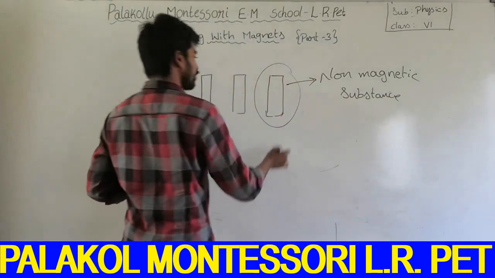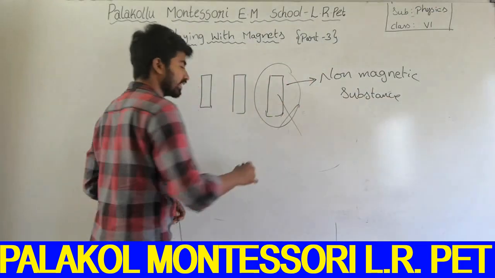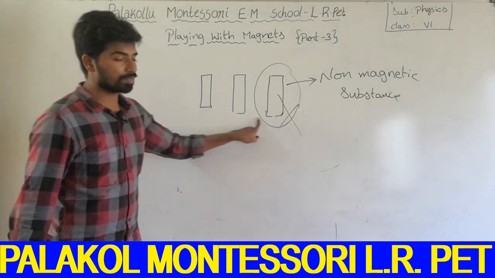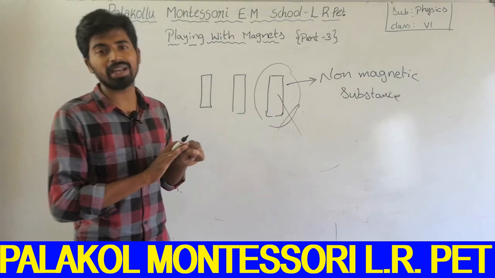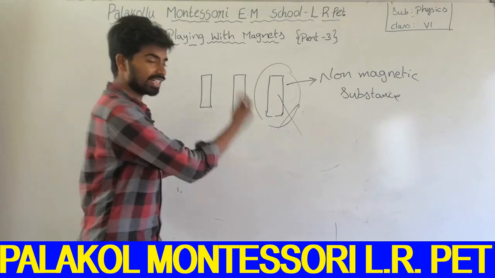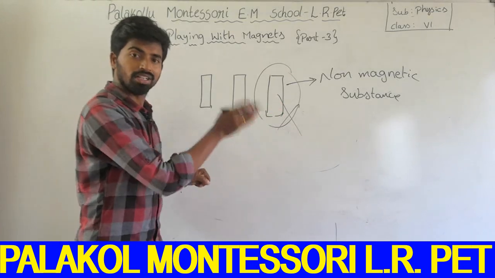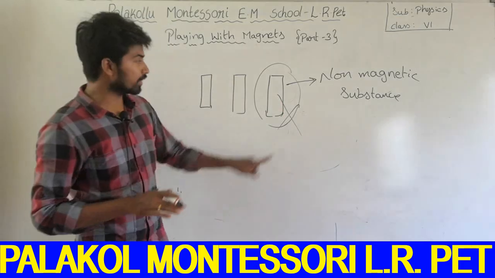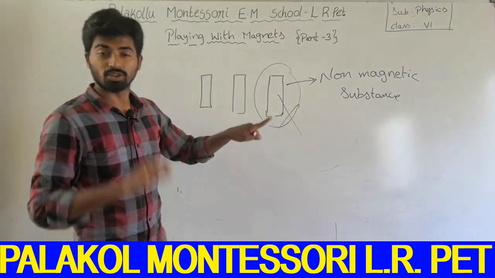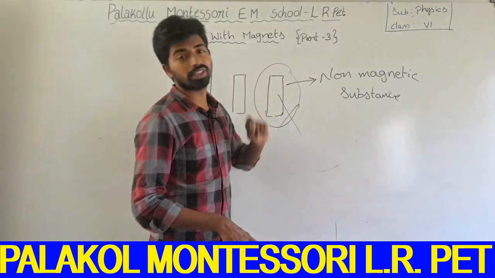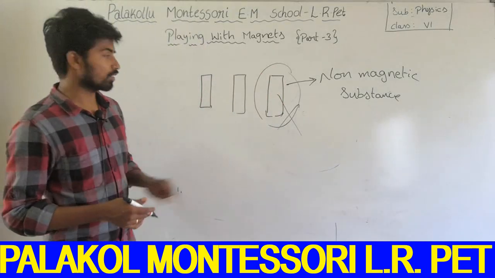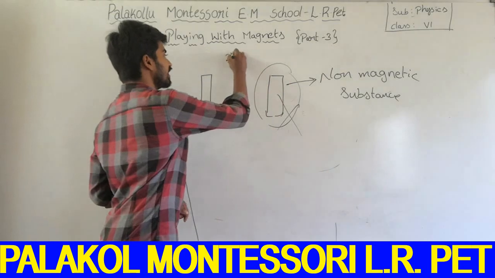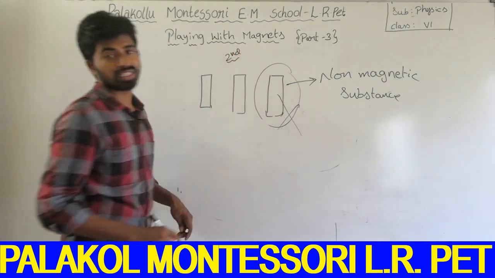So we know that this is not a magnet at all. This object is neither attracted nor repelled by the magnet, so it is not a magnet and not a magnetic substance either. There are two objects remaining, so let us check the second object.